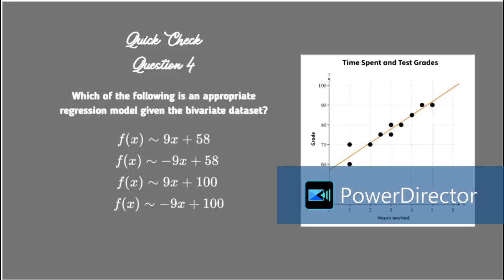Here's quick check question 4. Which of the following is an appropriate regression model given the bivariate data set? You can look at that and tell it's linear, and they're all written in linear format. So this first number is the slope. So you need to figure out what the slope is here. Obviously, it's going to be 9. So figure out if it's positive or negative. And then this number is the y-intercept. So you need to figure out what the y-intercept is, and then you know this answer.